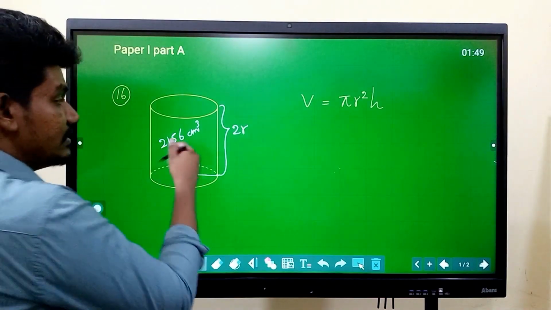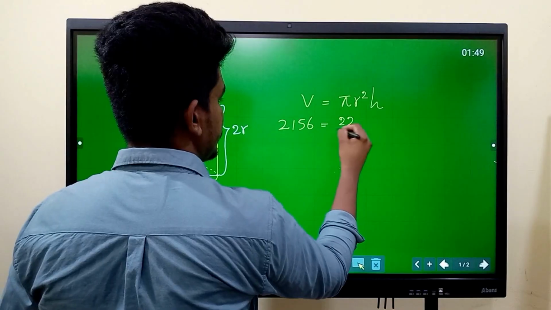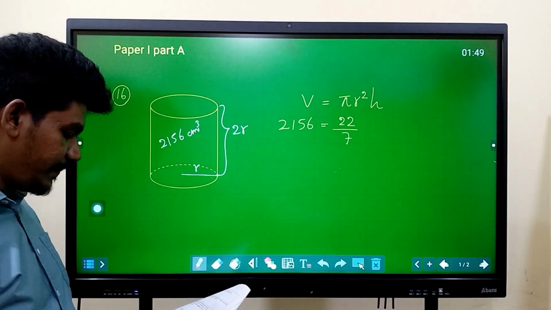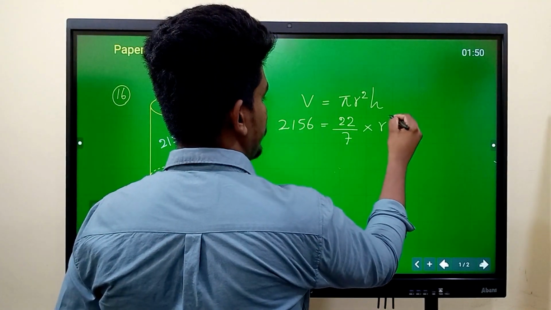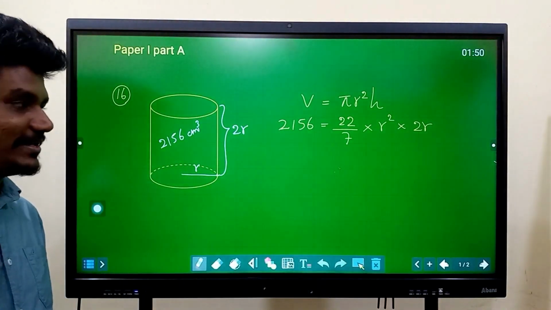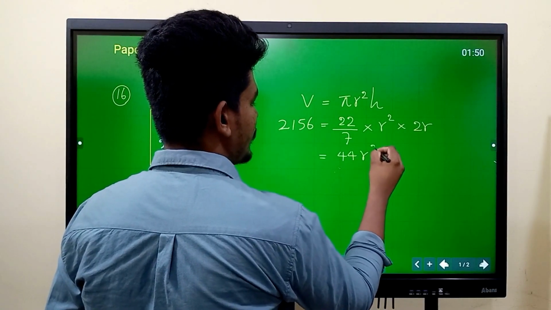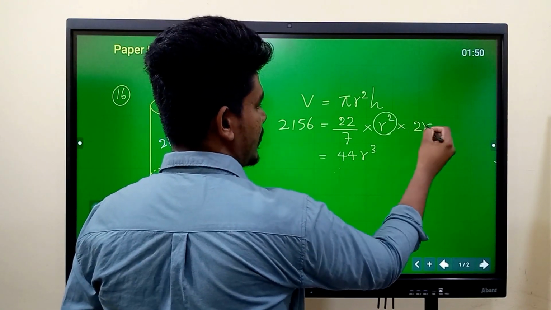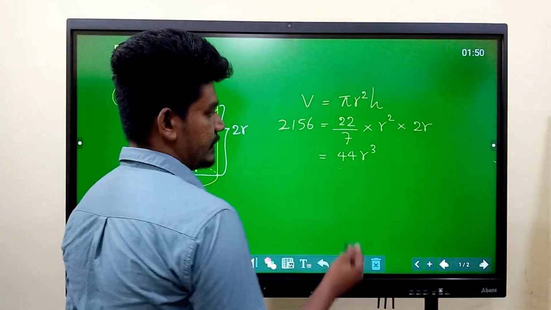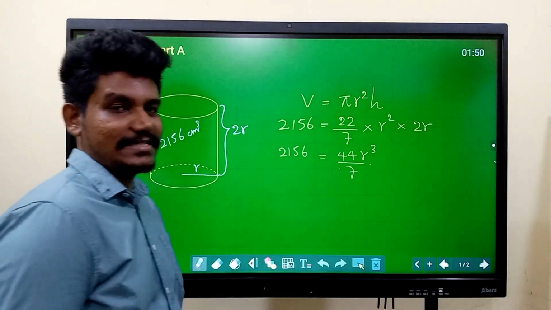Right, then volume equals 2156. Pi is 22 over 7, normally we are taking it like that. And the radius is to be found and the height will be 2R. That is also unknown. Now we can multiply 22 by 2, it will be 44, and R to the power 3, isn't it? R squared multiplied by R is R to the power 3. Then over 7 equals 2156.